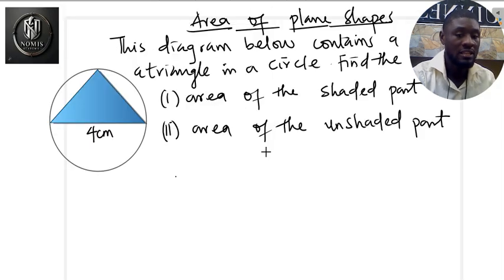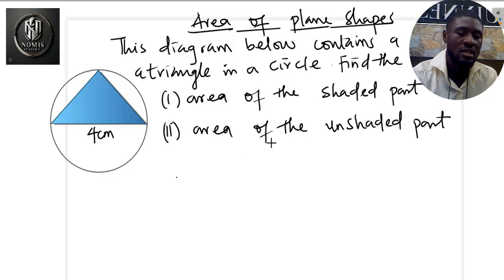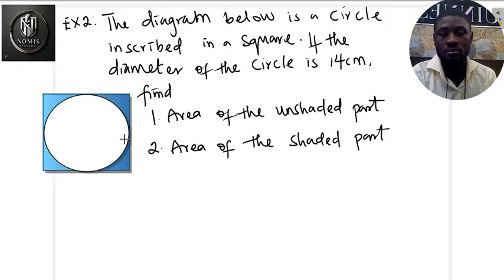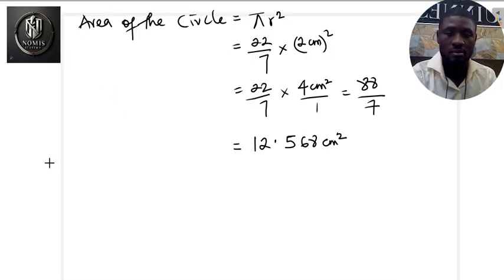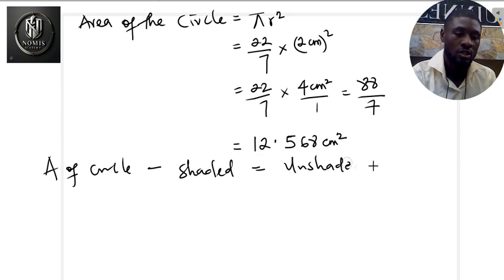But the question is definitely asking us to find the area of the unshaded part. So if the area of the entire circle is 12.568, what do we think the area of the unshaded part would be? It will just be that when we subtract the shaded part away from it, we'll be left with the unshaded part. Then we will say the area of the circle minus the shaded part is equal to the unshaded part.